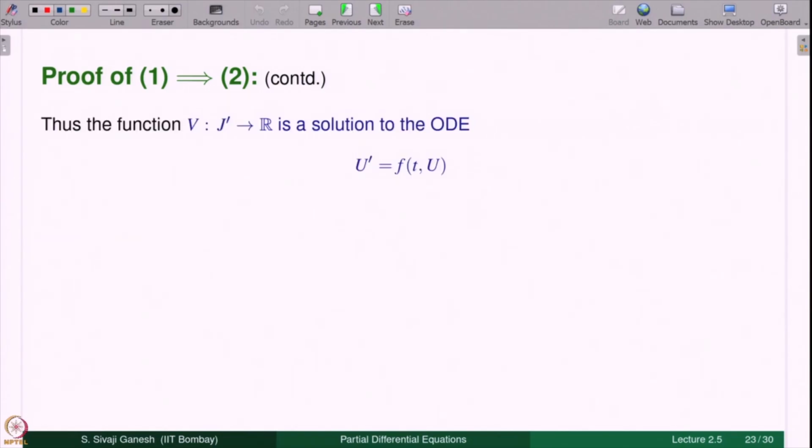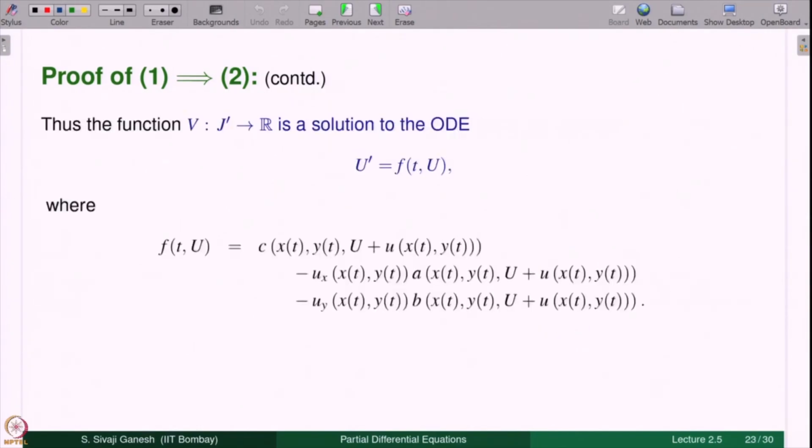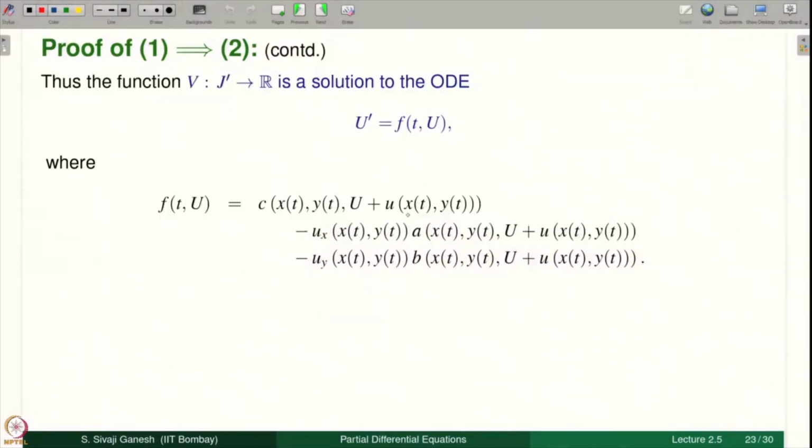So, it satisfies the equation u dash equal to f(t, u). I am going to write what is f(t, u). So, this is what I want to think as f of t, u. What is that? It is going to be C(x(t), y(t), u) plus u of x(t), y(t) minus this, which is a known function, I will keep it as it is. Wherever V(t) is there I put a capital U, because the way I am going to write is in terms of U. So, this is the function.